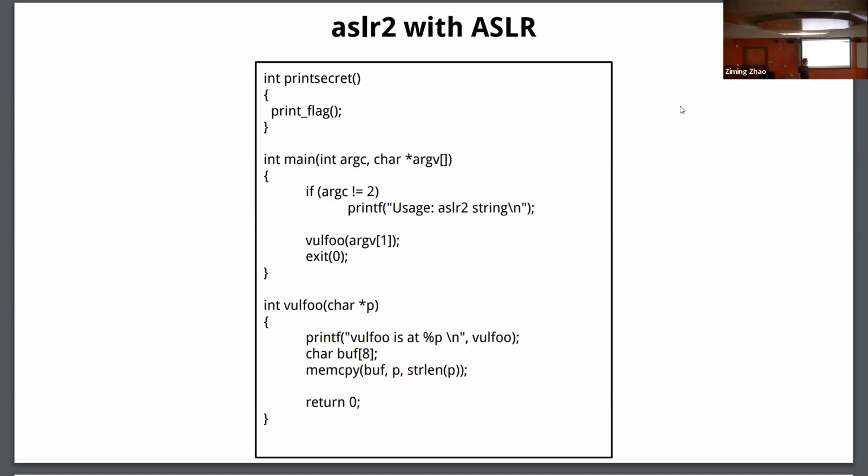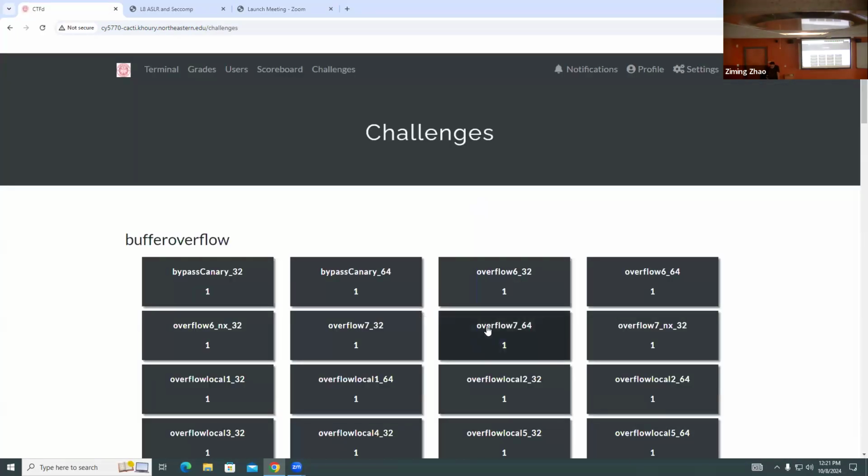So this is the program we are going to hack today. The main function takes two arguments, ASLR2 and a string. vol_foo will print out its own address, the function vol_foo's address. It has a local buffer, 8 bytes. We do a memory copy from whatever your input is to the buffer. Here we don't have a stack canary, so no protection on the stack. So there is a buffer overflow here. You can overwrite the return address of vol_foo, then return. The problem here is that ASLR is enabled, so it doesn't have a fixed address. Then how do we overcome this? Let's go to ASLR.